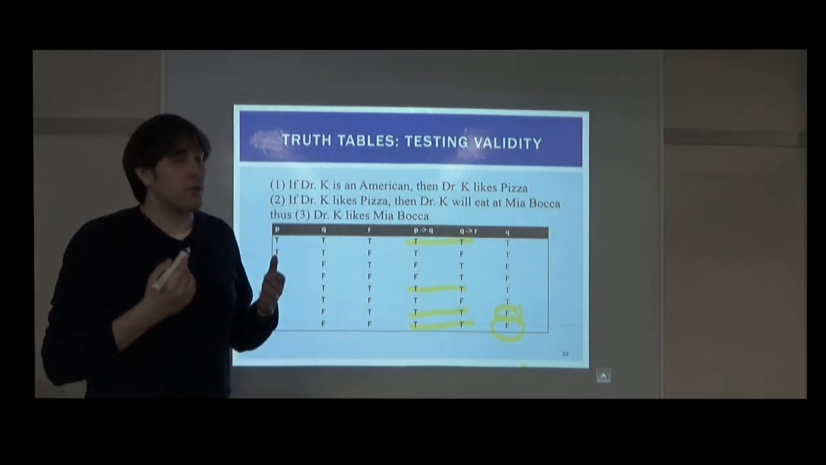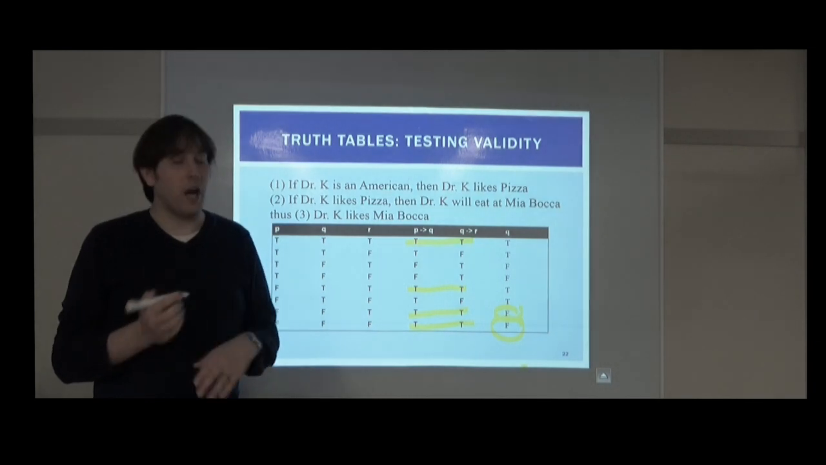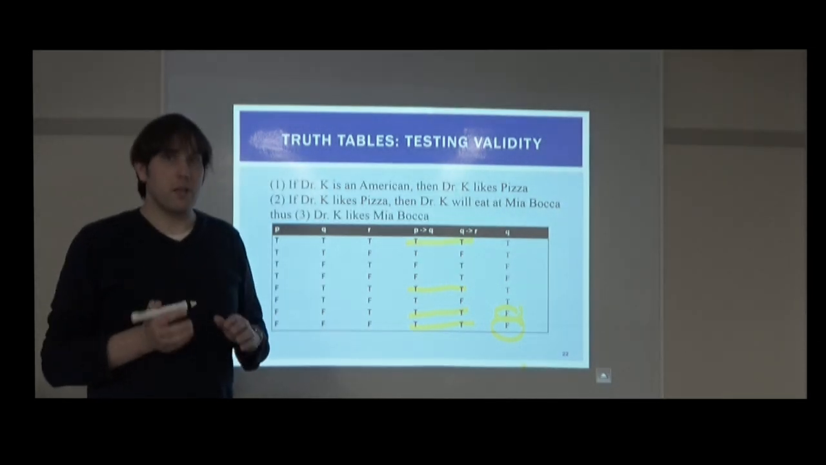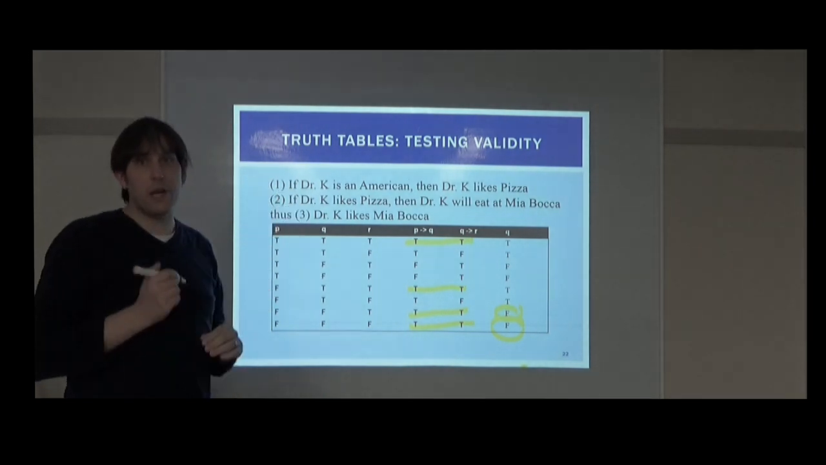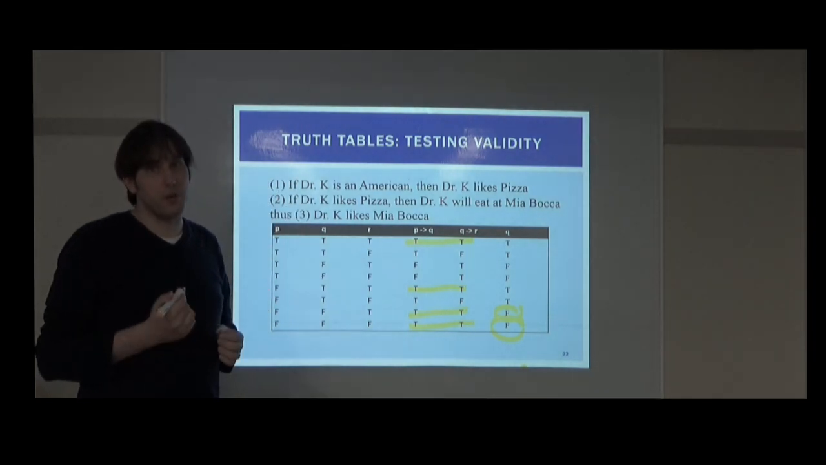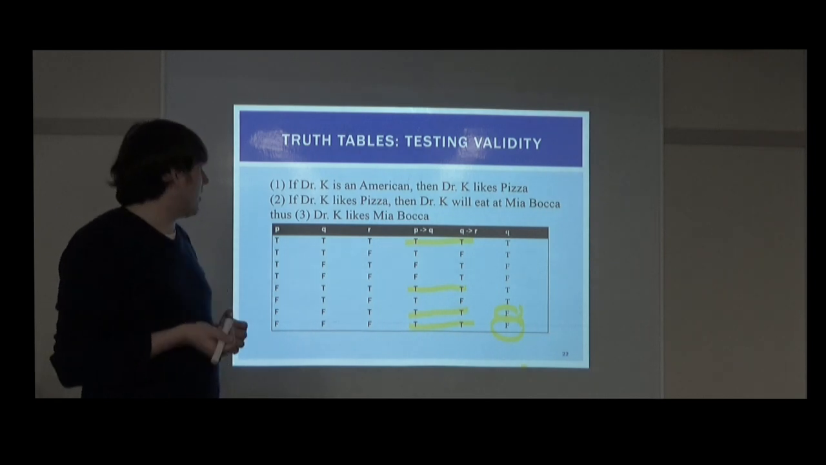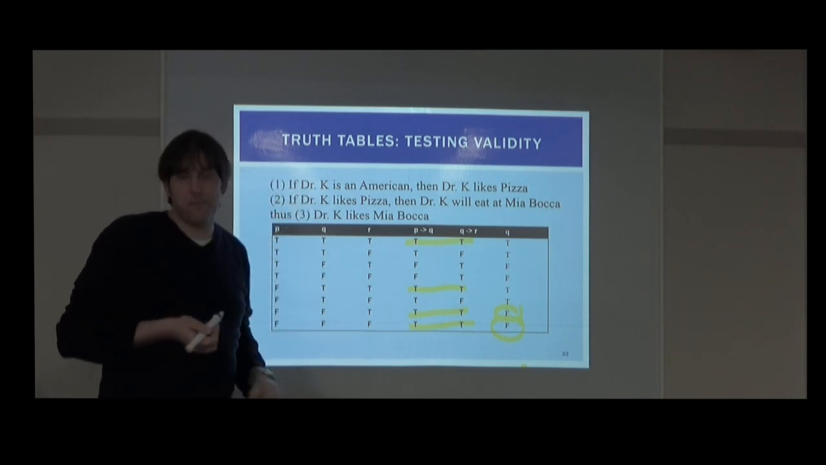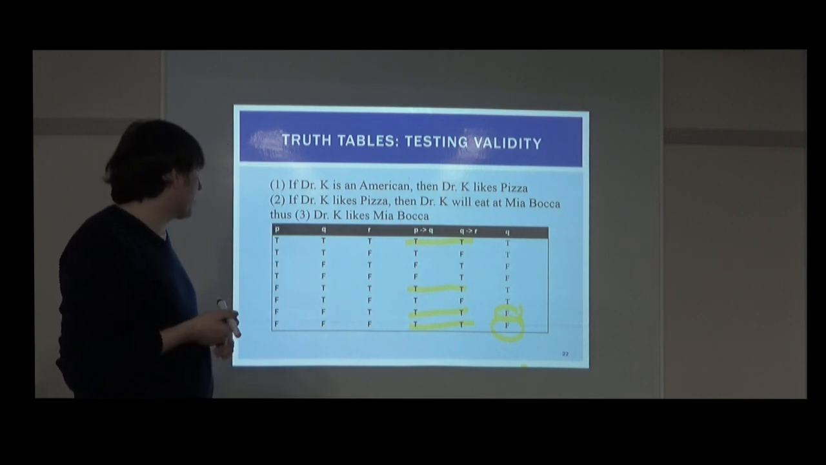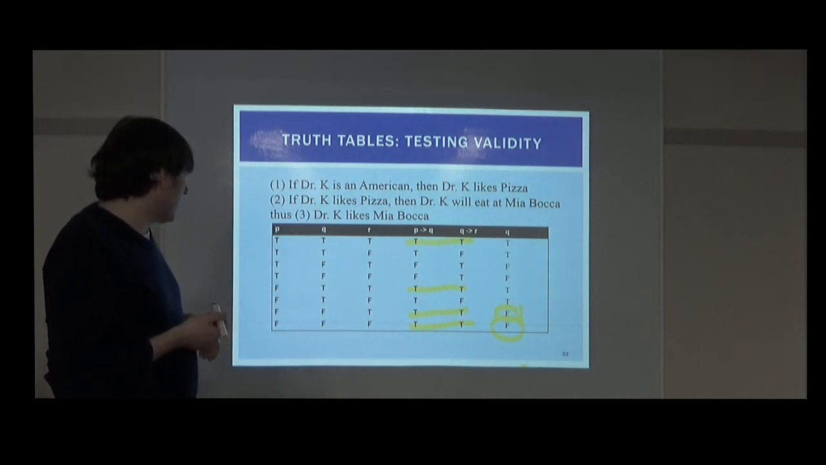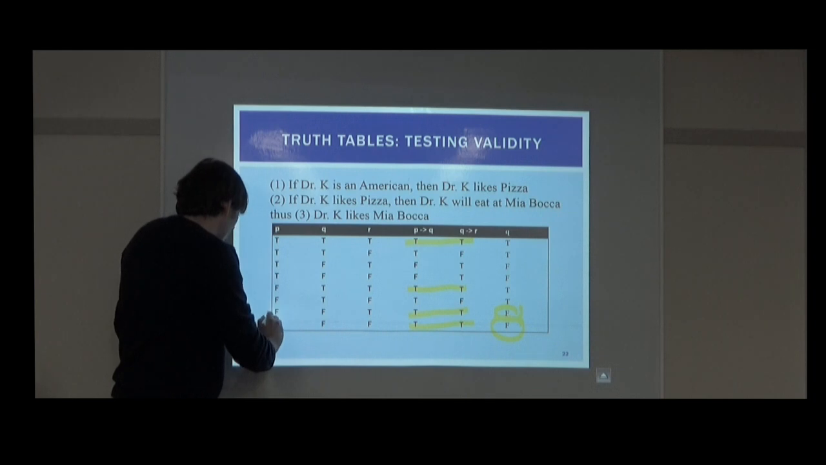So what does that mean? Does it mean that I don't like Mia Boca? No, I do like Mia Boca. What it means is that based on these two premises, you do not know enough to conclude that I like Mia Boca. Now, if you added as a premise that I am an American, then this argument would be valid, because it would cross these two out.